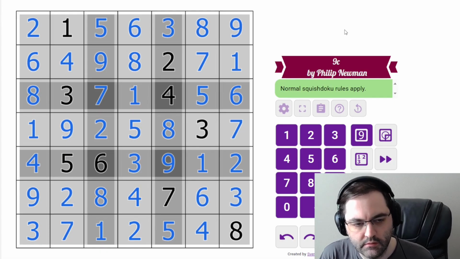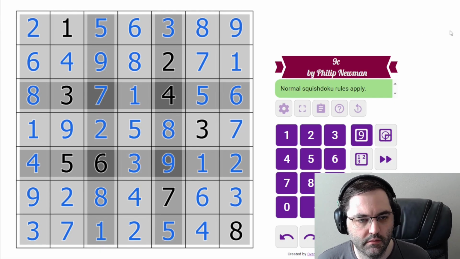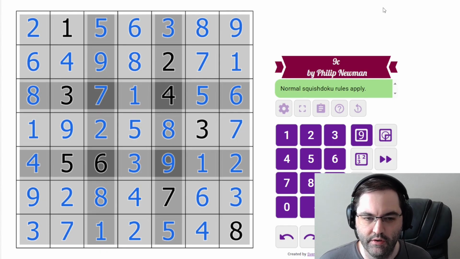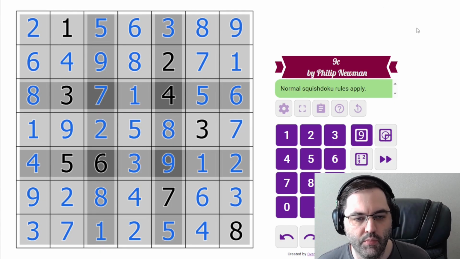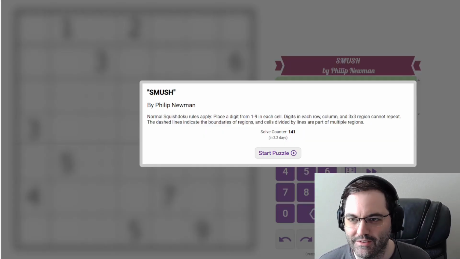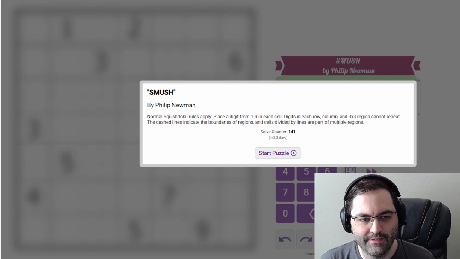So not too bad. You can get tripped up by it, of course. It's a confusing variant. I've solved these a handful of times now, and I'm a little more familiar with it, but I'm still struggling to see things. So let's go to the other one.